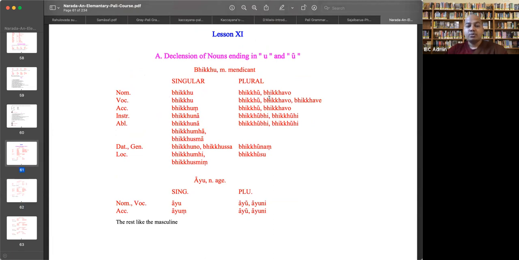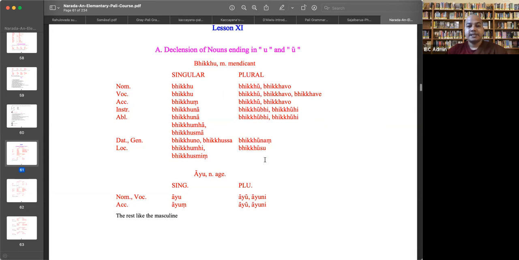Bhikkhu, bhikkhu, bhikkhavo. Bhikkhu, bhikkhu, bhikkhavo, or bhikkhave. Bhikkhung, bhikkhu, bhikkhavo. Bhikkhuna, bhikkhubhi, bhikkhuhi. Bhikkhuna, bhikkhuha, bhikkhusma, bhikkhubhi, bhikkhuhi. Bhikkhuno, bhikkhussa, bhikkhunang. Bhikkhuhi, bhikkhusmin, bhikkhusu. So this is the declension.